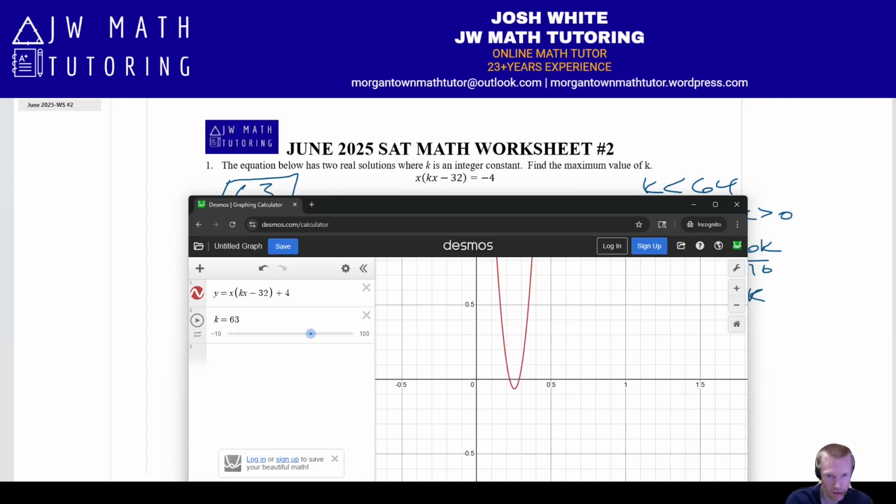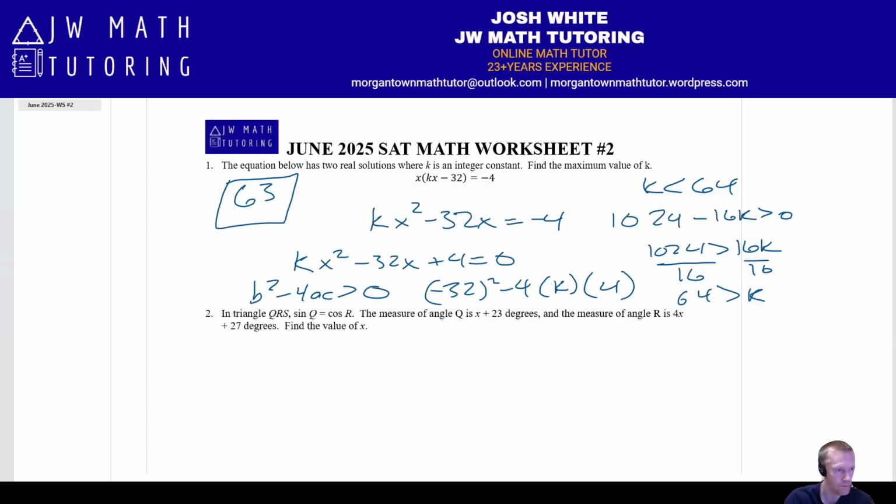So notice here at 63 we do. However, when we go to 64, we only have one real solution. Therefore, the maximum integer value for k, which will guarantee two real solutions, is 63. And that is how you could confirm this or solve this in Desmos.